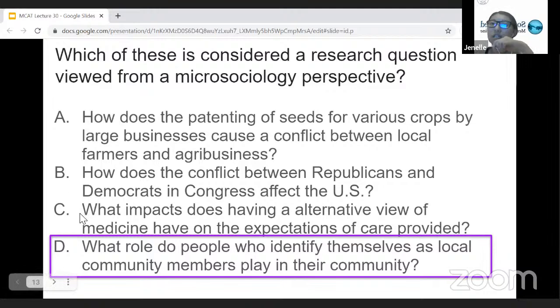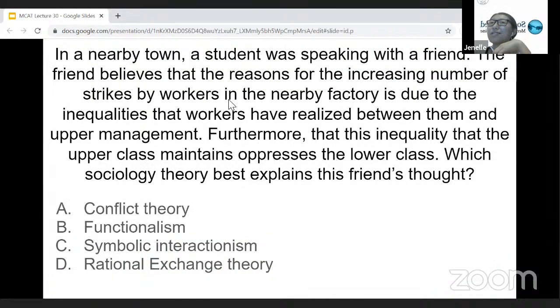And then for choice C, it says, what impacts does having an alternate view of medicine have on the expectations of care provided? This is just care in general provided by the healthcare system, so that is another large scale thing, which is why choice D is the correct answer, because it mentions what role people who identify themselves as local community members play in their community. It's their individual interactions with their community themselves, which is on a smaller scale view.